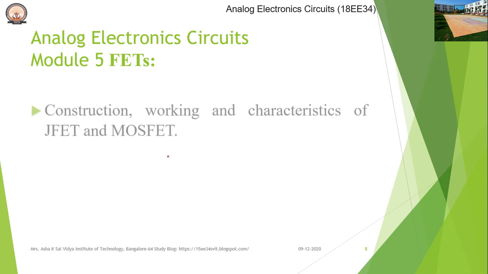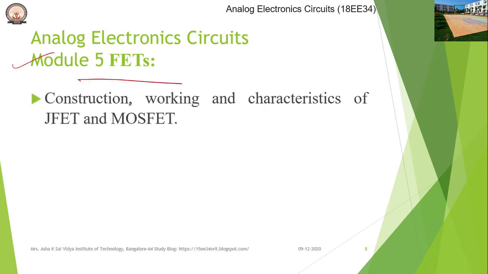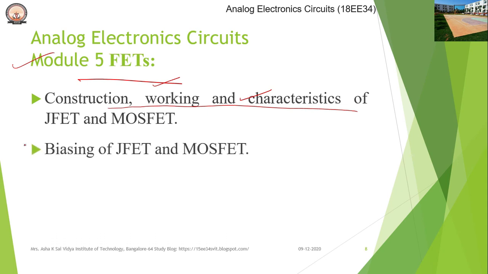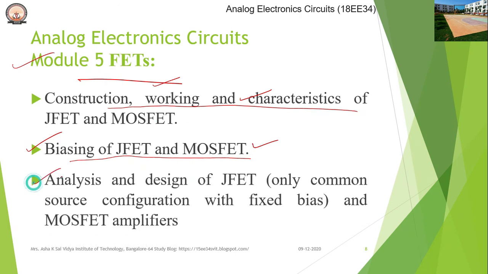The fifth module in analog electronic circuits that we have here is field effect transistors. Construction and working of field effect transistors we learn here. Also we discuss the drain characteristics and transfer characteristics of the FETs. Biasing concepts of FETs we discuss here, such as self bias, fixed bias, voltage divider bias, and analysis and design of JFET only in common source configuration with respect to this module.